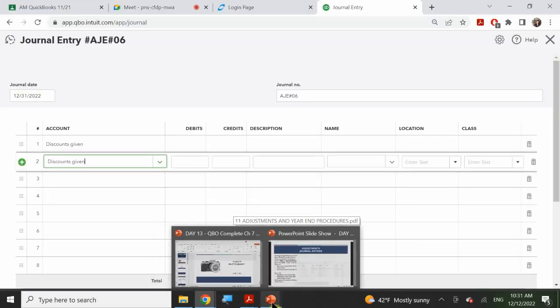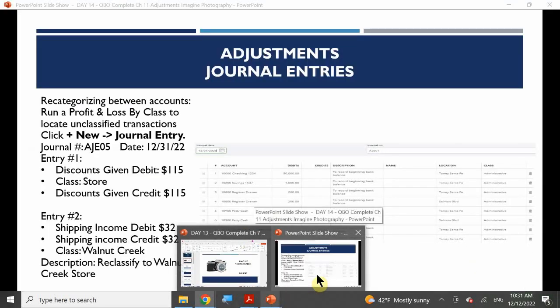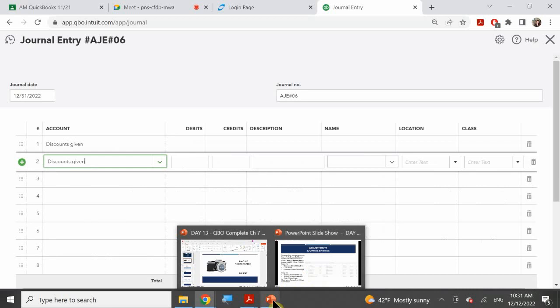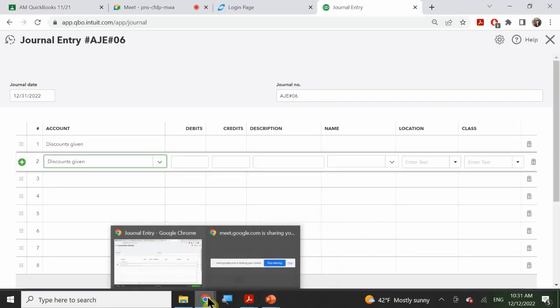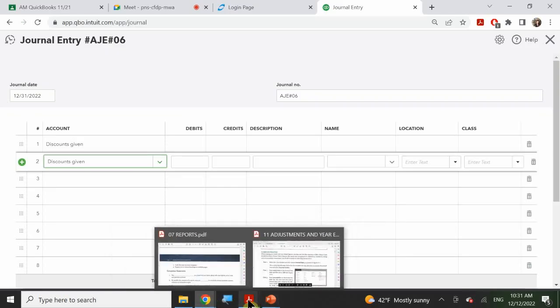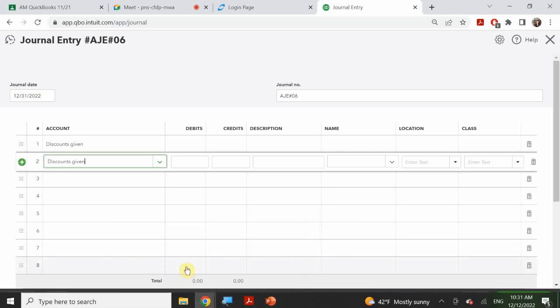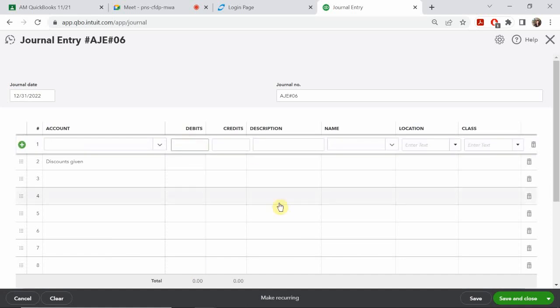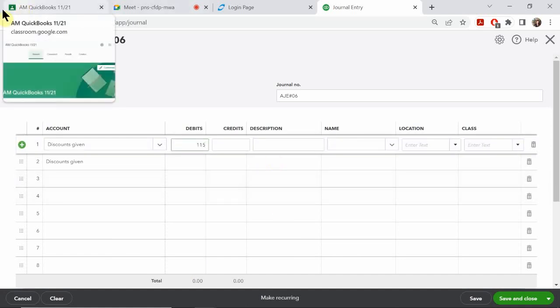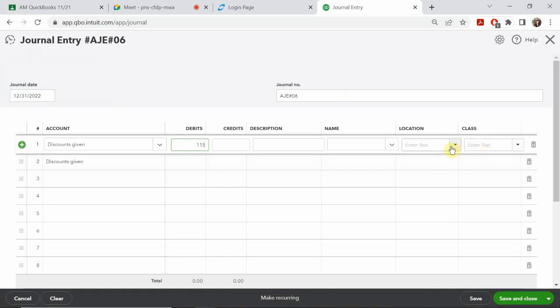And then from there, because right now it's currently in my debit balance, I also have to credit the discounts given by 115 to the non-categorized one. So in this case, I'm going to debit 115, because it holds a debit balance. And this one's going to be based on store location.